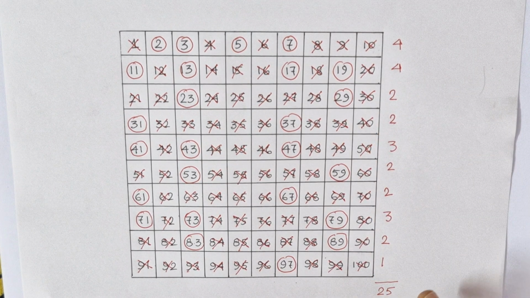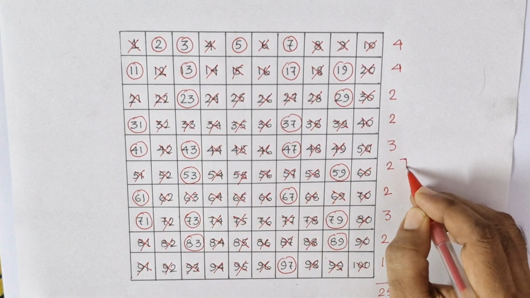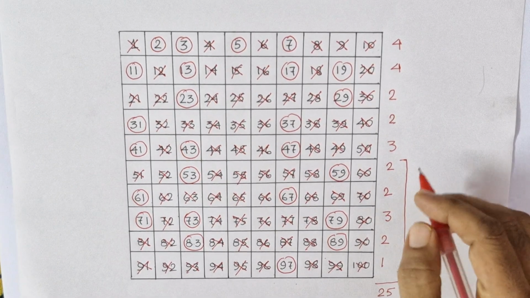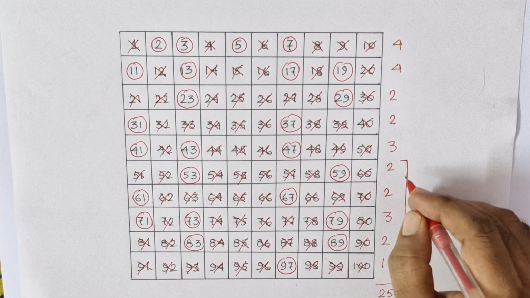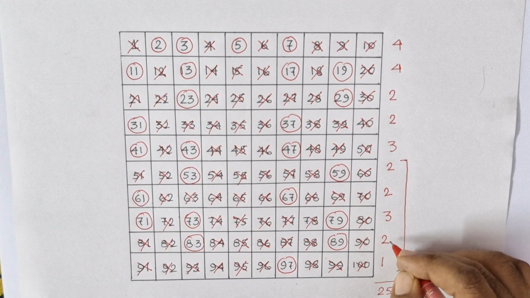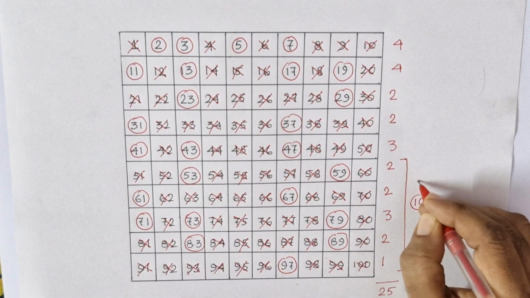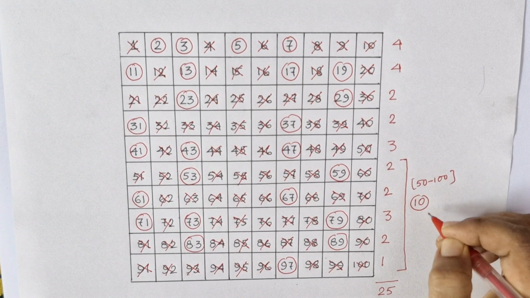Now, if you are given a question of prime numbers between 50 to 100, you see 50 to 100, right? So add this up. If you are asked to find the number of prime numbers between 50 to 100, just add them up. So 2 plus 2 is 4, 4 plus 3 is 7, 7 plus 2 is 9, 10. So the number of prime numbers between 50 to 100 is 10.